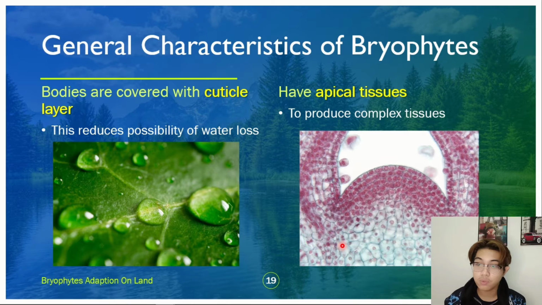We move on to a few characteristics of bryophytes and adaptations on land. These characteristics are the few things that adapt them to live on land. Firstly, bodies are covered with a cuticle layer. With the cuticle layer, bryophytes are able to reduce the possibility of water loss. They also have apical tissue. What does apical tissue do? It produces complex tissues.